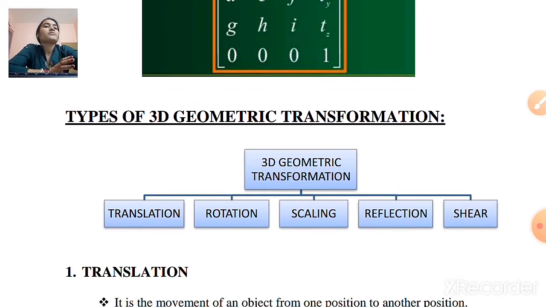3D geometric transformation can be divided into 5 types. The first is translation, the second is rotation, the third is scaling, the fourth is reflection, and the fifth is shear. All of these we also covered in 2D transformation, but these methods are also followed in 3D geometric transformation. So let us discuss how translation can be performed in 3D geometry.